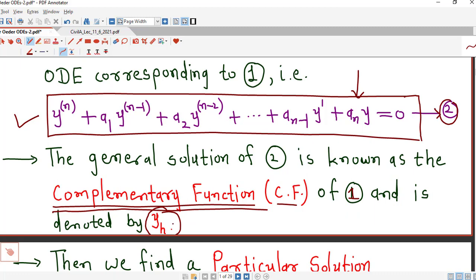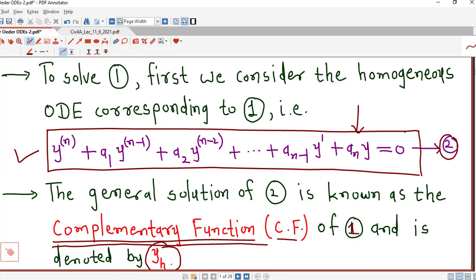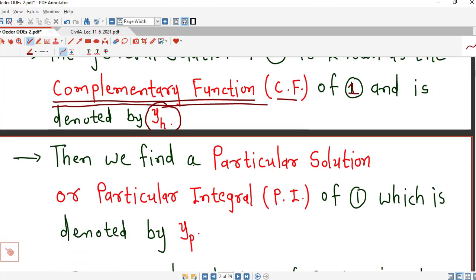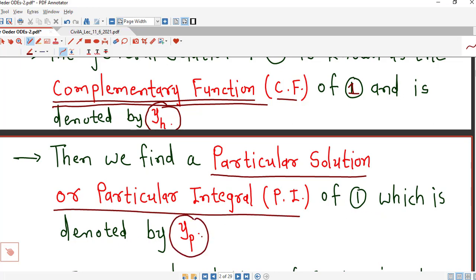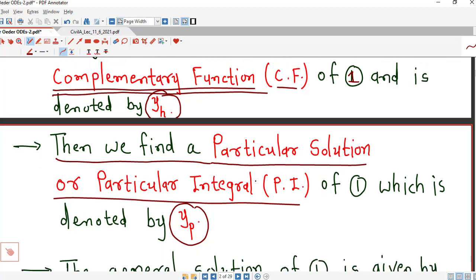H stands for homogeneous, so y suffix h means it is the general solution of the homogeneous differential equation corresponding to the given non-homogeneous equation. Now after that we will find the particular solution or particular integral of equation 1, which we will denote by y suffix p, p for particular. To find the particular solution, we have different methods that we will discuss one by one, but this particular solution is always free from arbitrary constants.